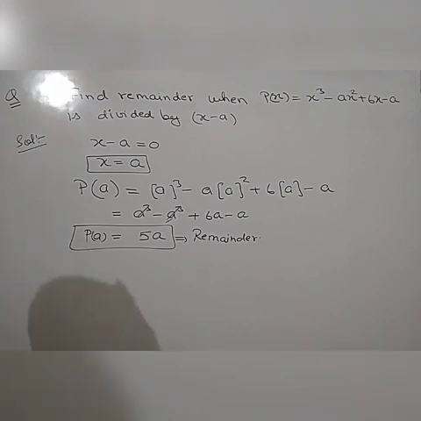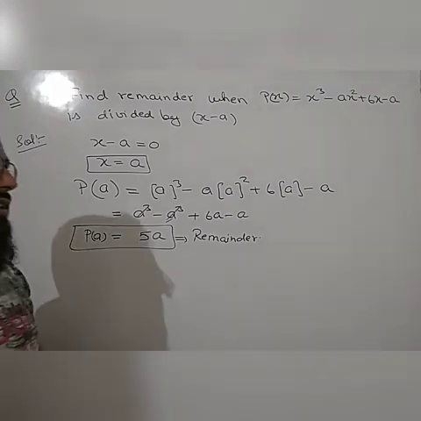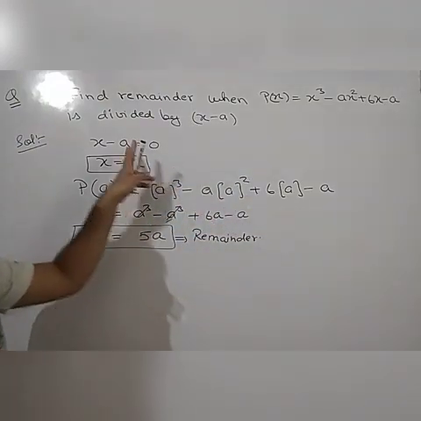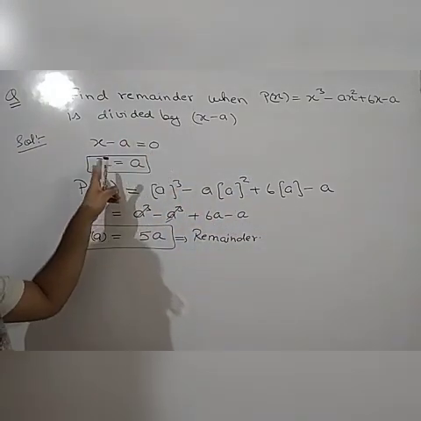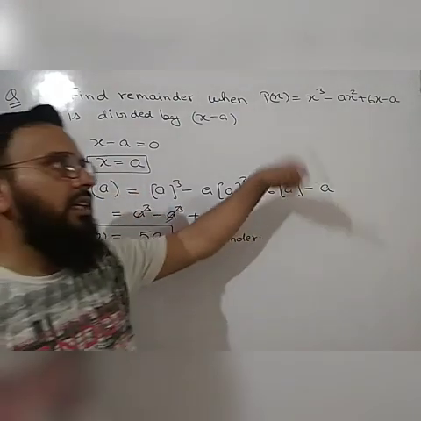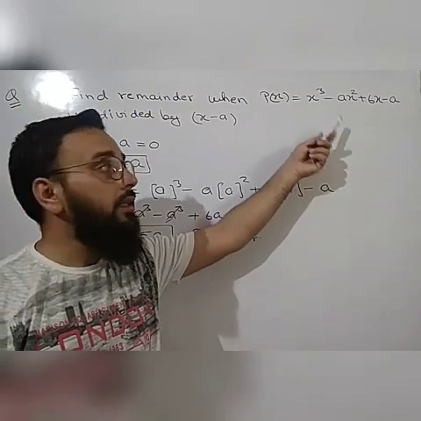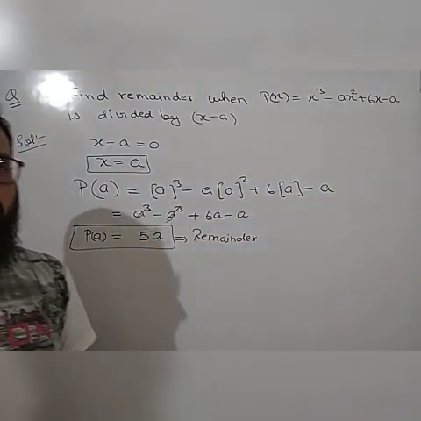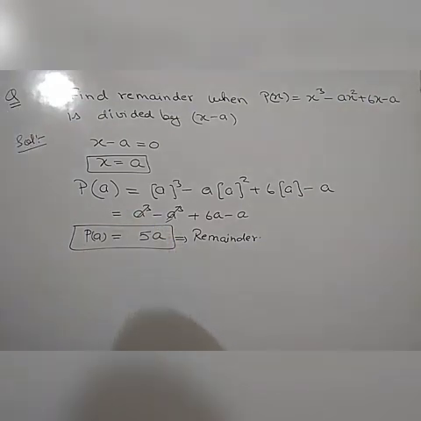So it is very easy. You can find the remainder by just putting the polynomial by which we have to divide equal to 0. We will get the value of variable x, and then putting this value of x into the given polynomial which is to be divided, we will get the value. That value will be the remainder of the polynomial. Note it down.